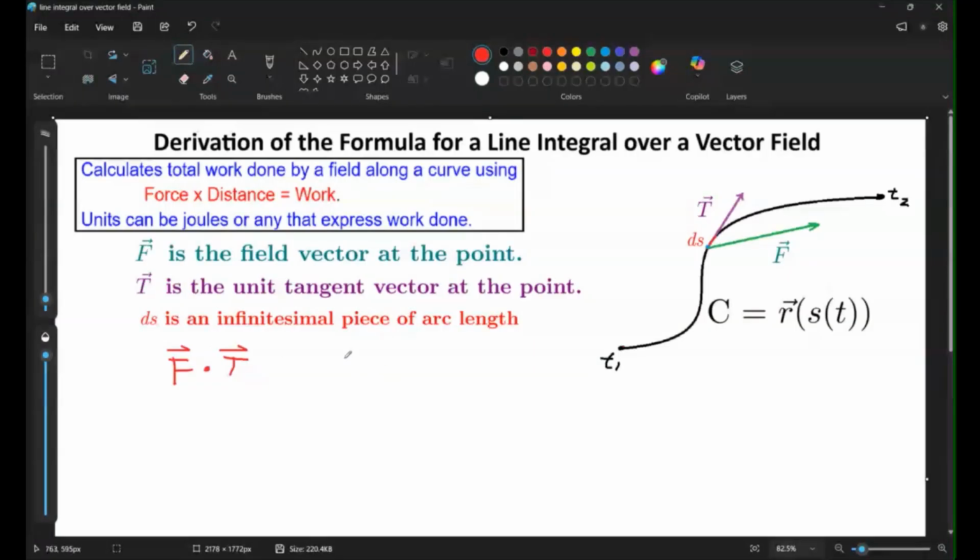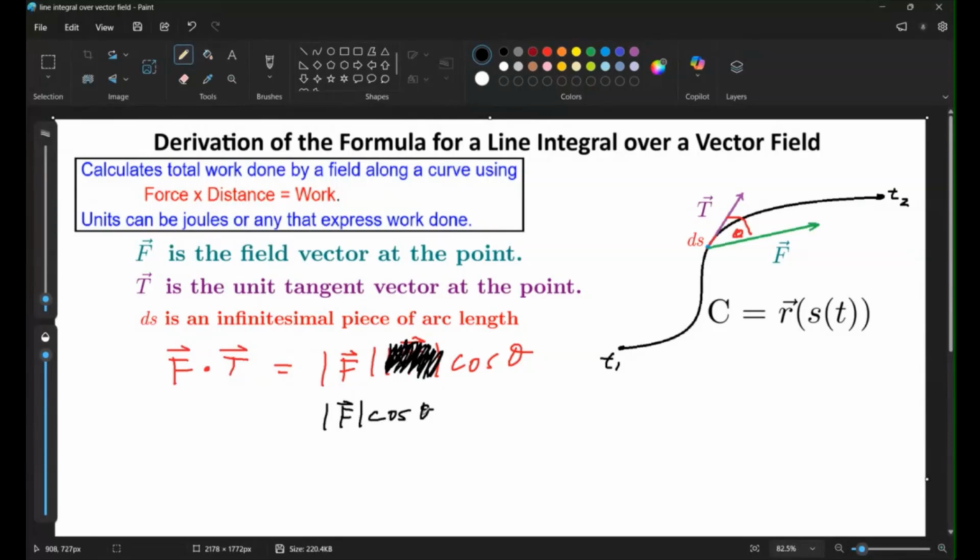Okay, let's look at what's going on behind the scenes. By definition, the dot product is the magnitude of F times the magnitude of T times the cosine of the angle between them. First of all, we can disregard the unit tangent vector, because it has a magnitude of 1. So now we're really just looking at the magnitude of F times the cosine of the angle.